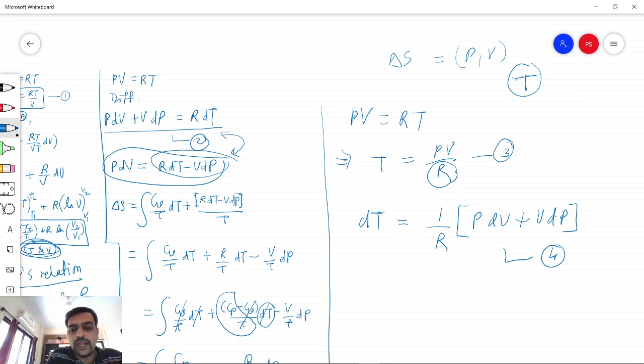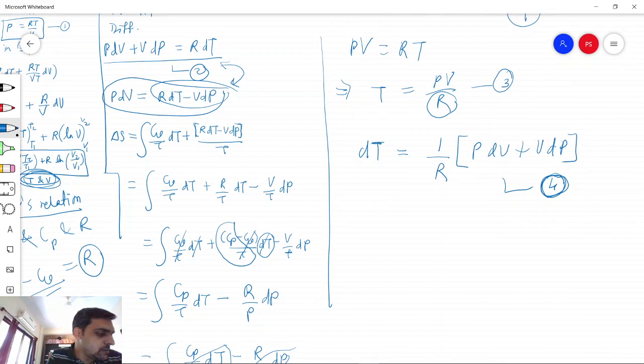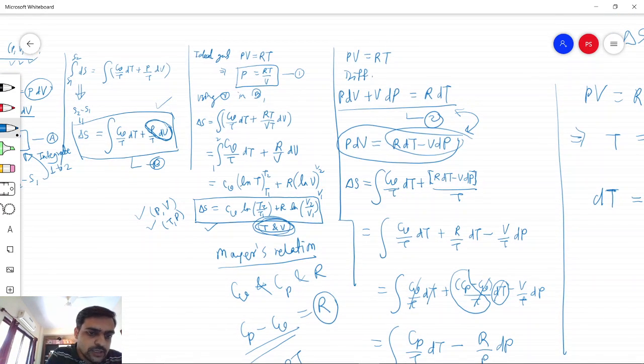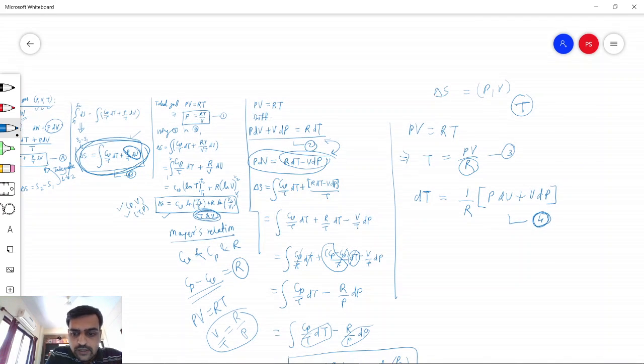So instead of dT, we have to replace something, and this is that something which we are going to use. Now, let us look at this equation again, equation B. Delta S is integral Cv by T. Let us just carry forward this equation. Delta S is equal to integral Cv by T dT plus P by T dV. Right.